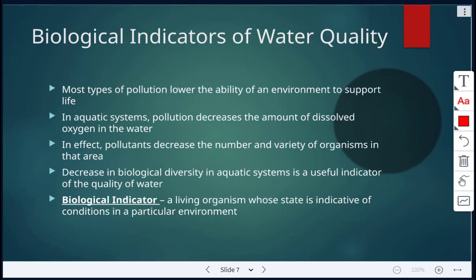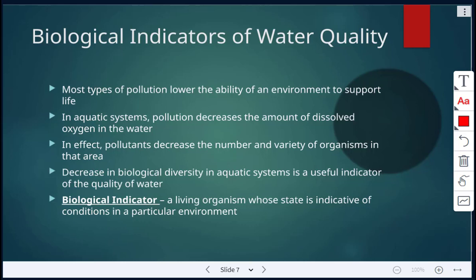All right, so next we're looking at biological indicators of water quality. Most types of pollution lower the ability of an environment to support life. And like we saw in those videos, in aquatic systems pollution decreases the amount of dissolved oxygen in the water. So in effect, pollutants decrease the number and variety of organisms in that area.